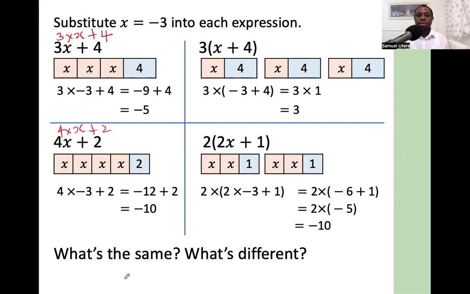Now, what's the same, what's different? Well, you can see that these two expressions are actually equivalent. That's why we have the same values. So when we evaluate the expressions, equivalent expressions would have the same value if we substitute the same value into the variable.